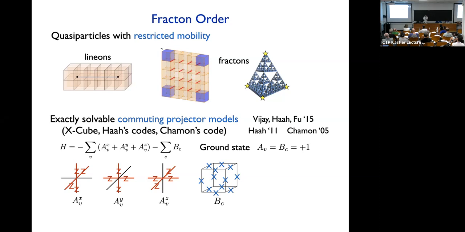So that's why it's called the commuting projector model. The ground state is pretty simple. The ground state is given by the constraint that the eigenvalue of every operator is just plus one. Then obviously that minimizes the ground state energy. So it's pretty simple.